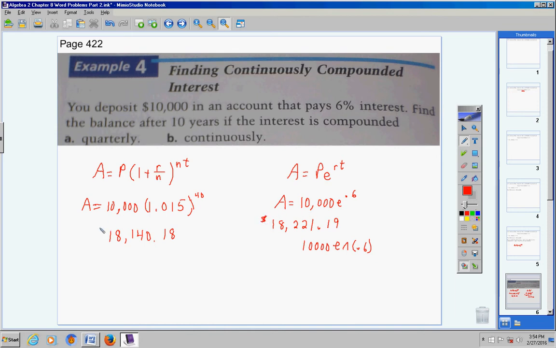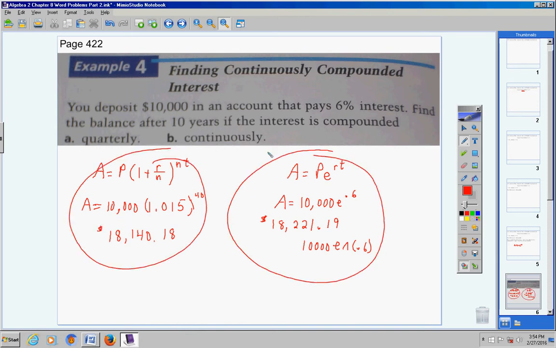So guys, this is old right here. This is new. You'll need to know both of these formulas when we take the Chapter 8 test, okay? Both of those. One is for compounding continuously. This one's for all other types of compounding, okay? Alright, moving on.